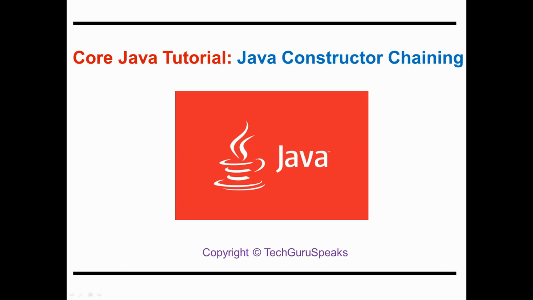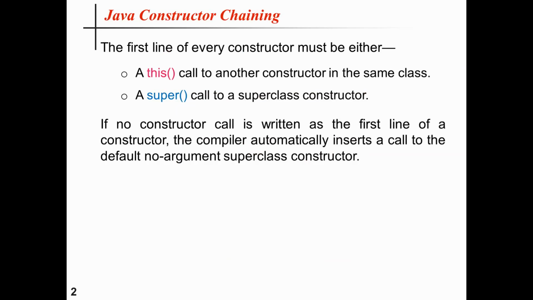Today I would like to describe Java constructor chaining. Java constructor chaining is a very useful concept in Java programming. It specifies that the first line of every constructor must be either a this call to another constructor in the same class or a super call to a superclass constructor.